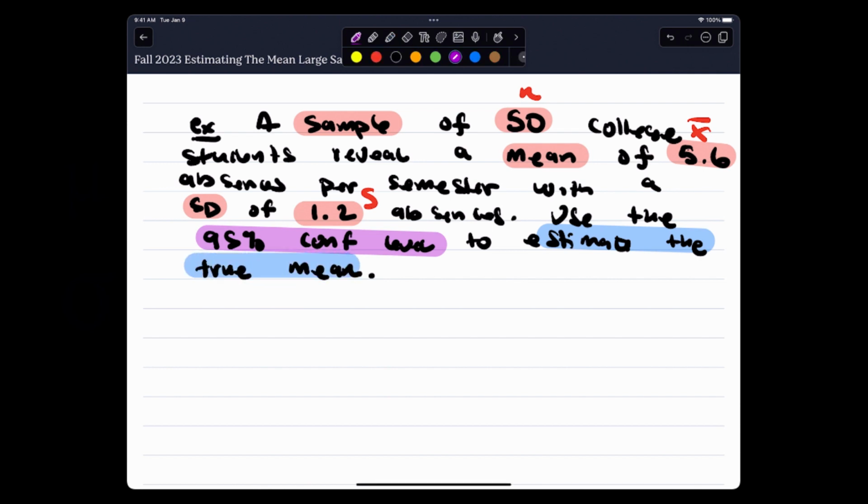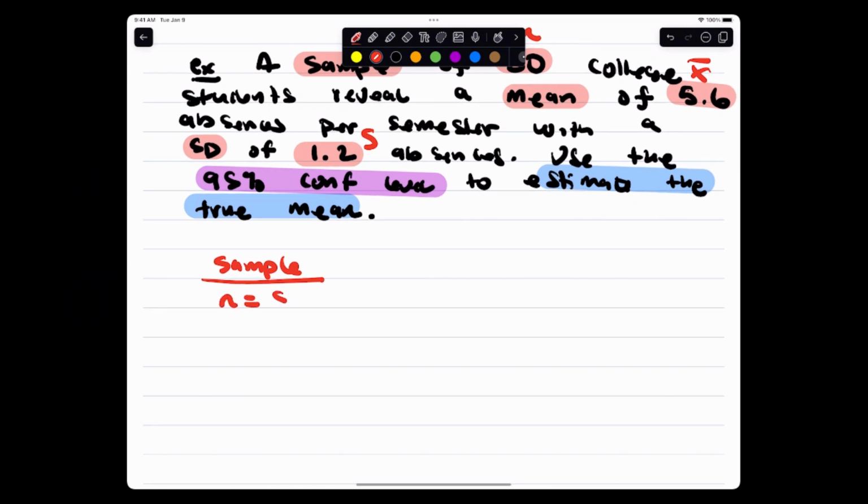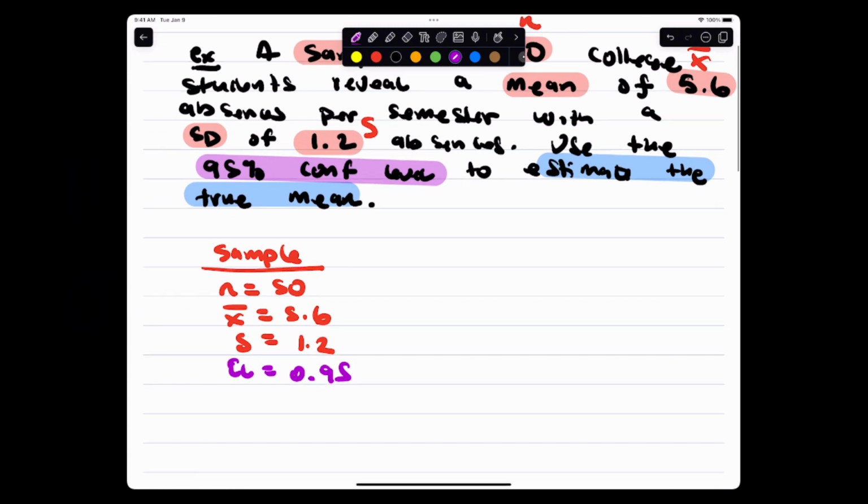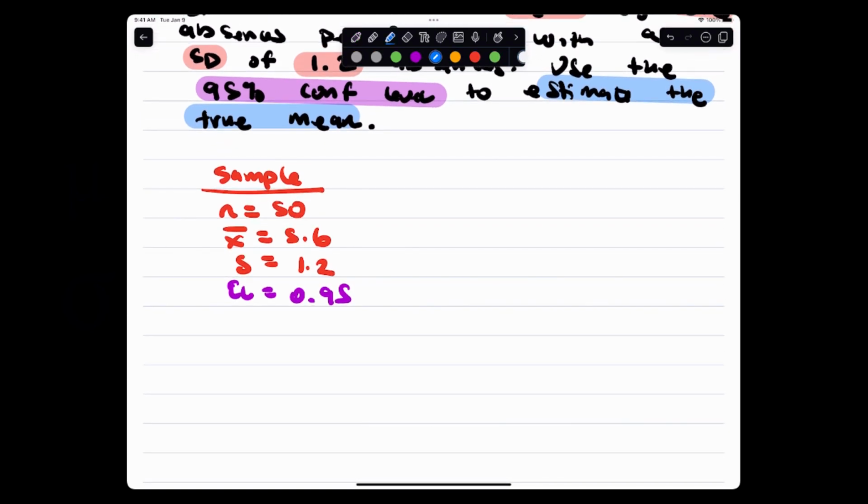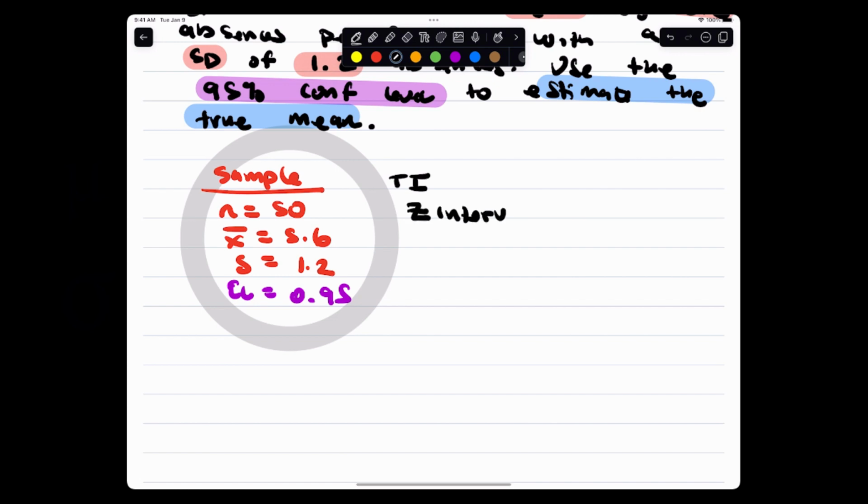Okay, so what I'm going to write down now, ladies and gentlemen, sample size is 50. That's large. Sample mean, sample standard deviation, and my confidence level, 0.95, CL. All of this information is going to be used right in here with what TI function? Z interval.